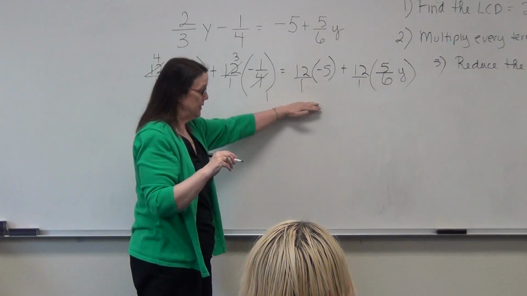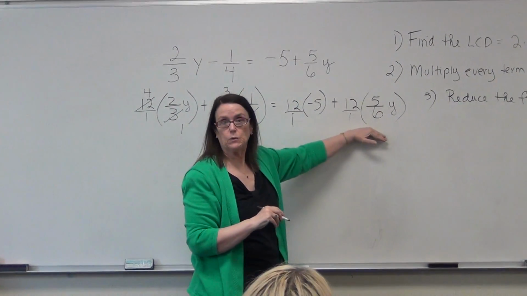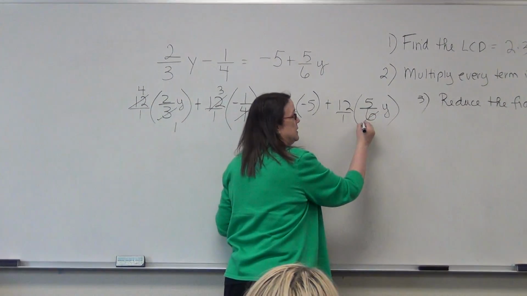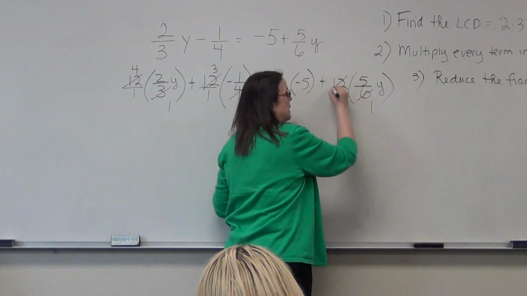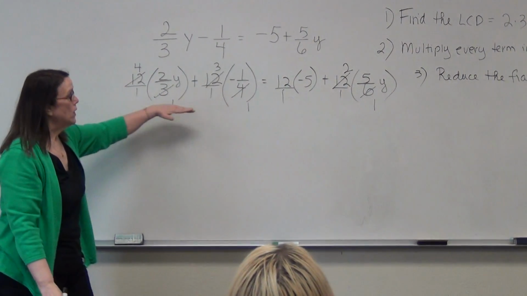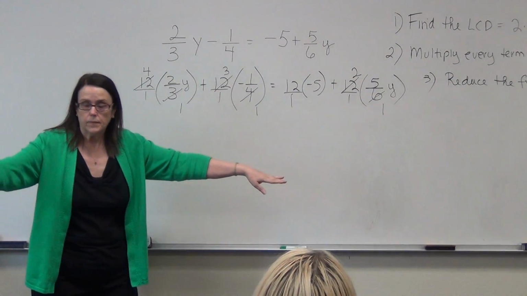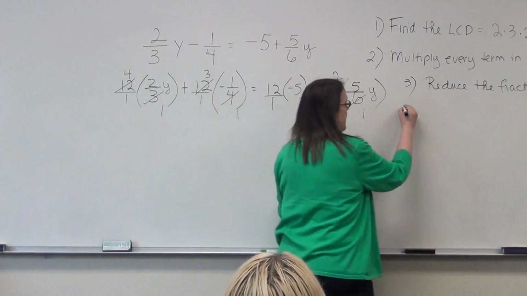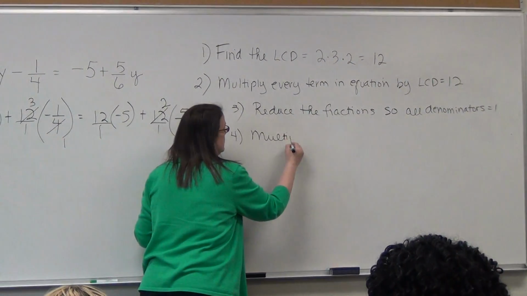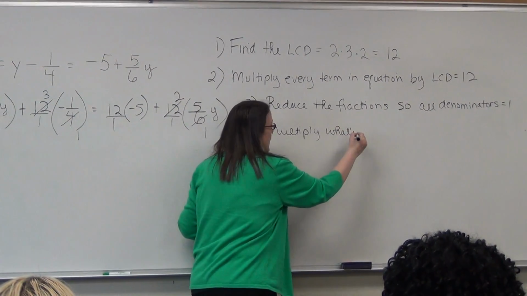I don't care about this one because it's already 1. So what do I divide this one by? 6. So 6 goes into 6 one time, 6 goes into 12 2 times. Do we see now that every single one of my denominators are 1? Mm-hmm. Those fractions are history. They're gone. Okay? So what are we going to do next? We're going to multiply what's left in the numerators.